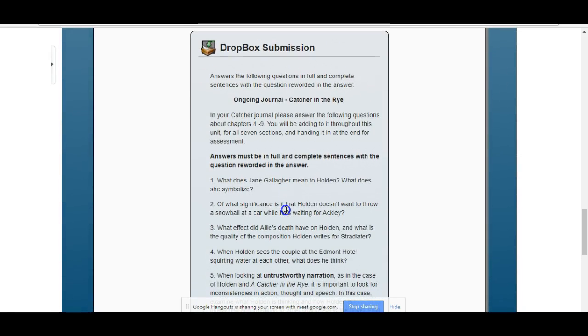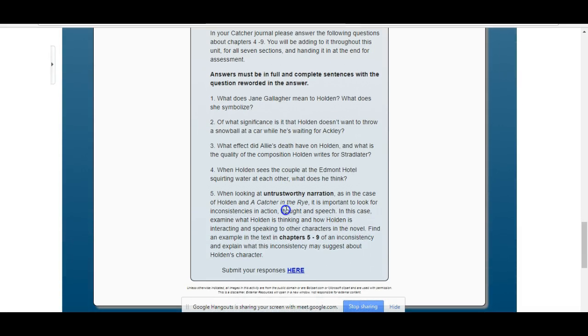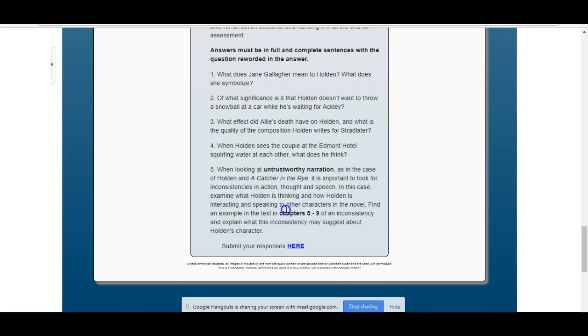And then we go right into our ongoing journal for Catcher in the Rye. So in your chapter journal, please answer the following questions about chapters 4 to 9. You will be adding to it throughout the unit for all 7 sections and handing it in at the end for your assessment. So a couple of things in regards to understanding Jane and what she means to Holden, which obviously we understand is a lot. But what does she in fact represent to Holden, as well as to the story as a whole?